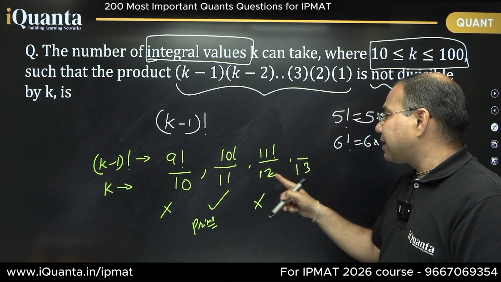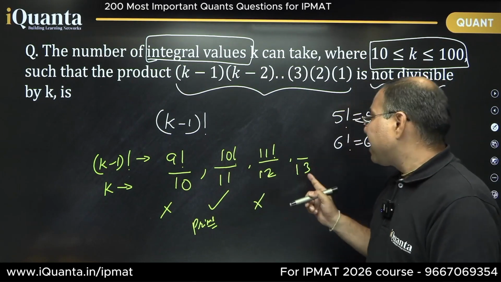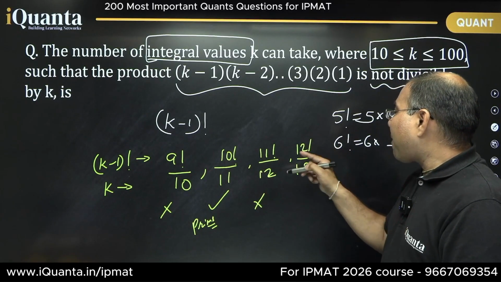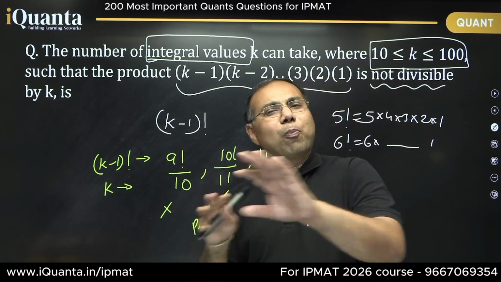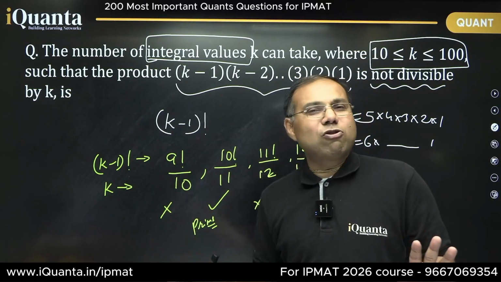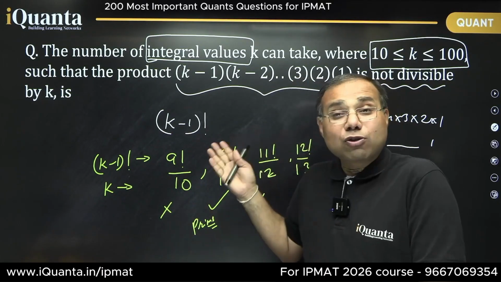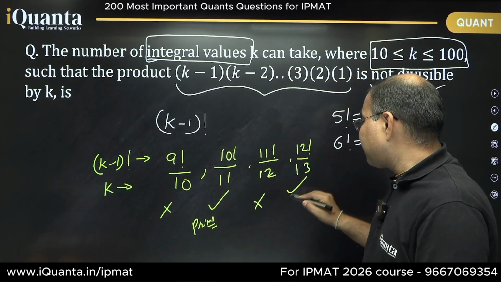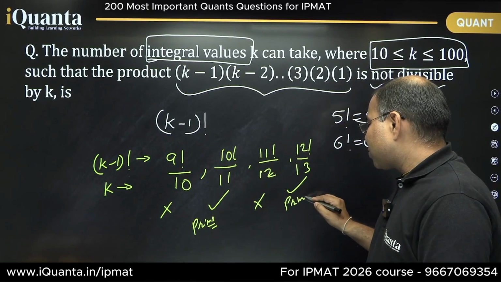So 13 is the next value of k, which is a prime number, and here it is 12 factorial. So up to 12, there is no number which is divisible by 13, because 13 is more than 12. Clear, right? Isn't it an obvious thing? That's it. So we are done.